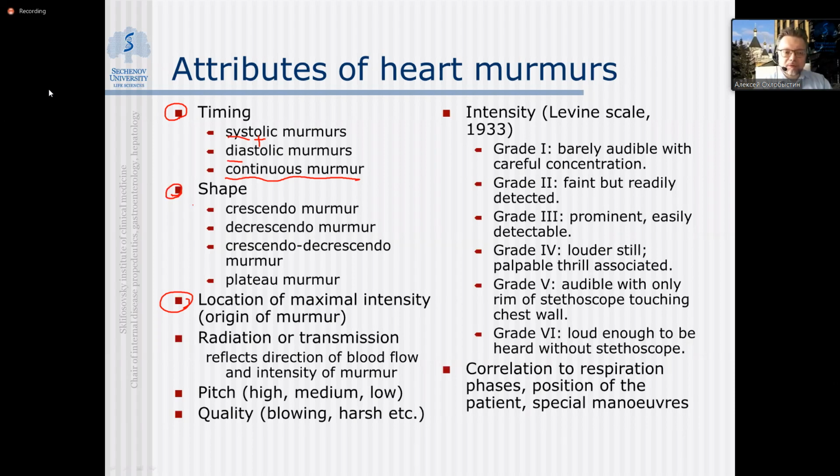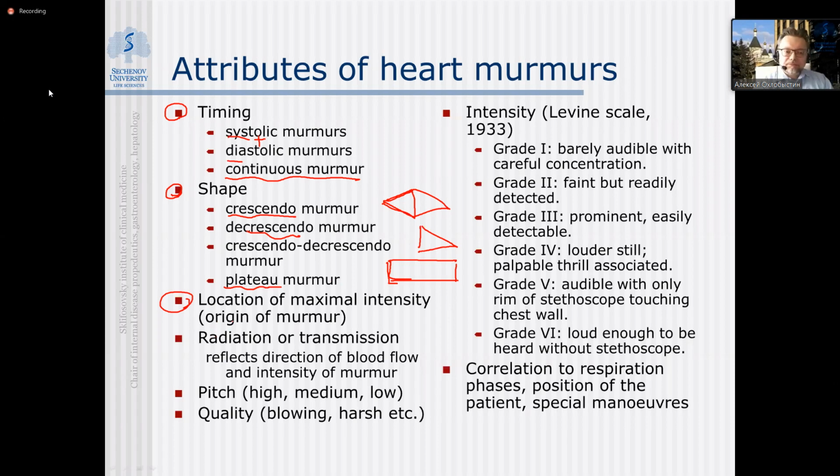The third point will be the shape of the murmur. It may be increasing. We call that, I think, well, I don't know whether it's Latin or maybe Italian, crescendo. It may be decreasing, so it will start with maximal intensity and then go down. That will be decrescendo. It may be diamond shaped, a combination of both. It will first increase, then decrease, like a diamond, and that will be a crescendo-decrescendo murmur. Or it may be a plateau murmur, when there will be stable intensity of the murmur within the phase of the heart, whether it's systole or diastole. Sometimes that sound may be called holosystolic, but the point is that there should be the same intensity, plateau.